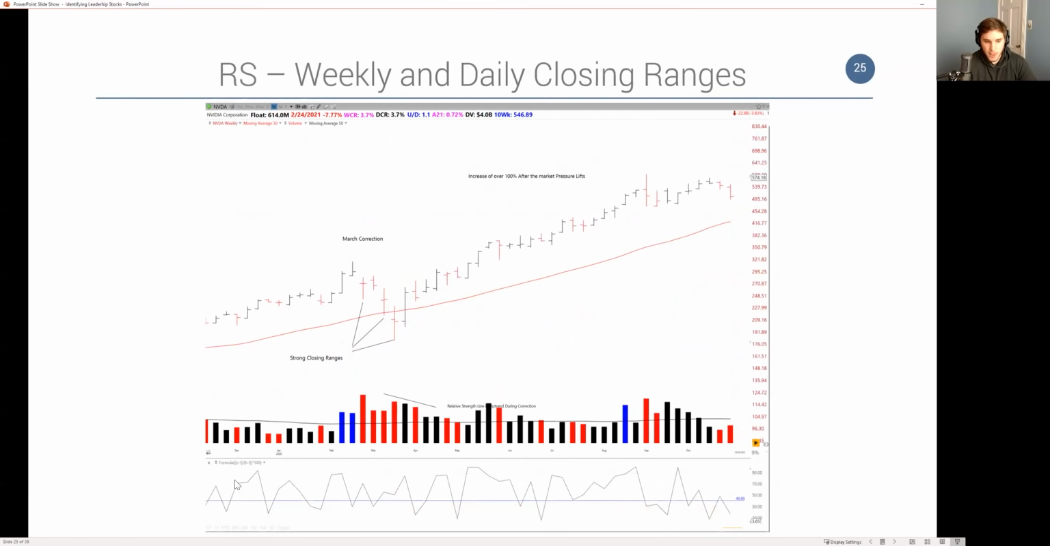And going quickly back, I also plotted down here the closing range, so you can see basically 0 to 100%, all of these weekly closing ranges up here.